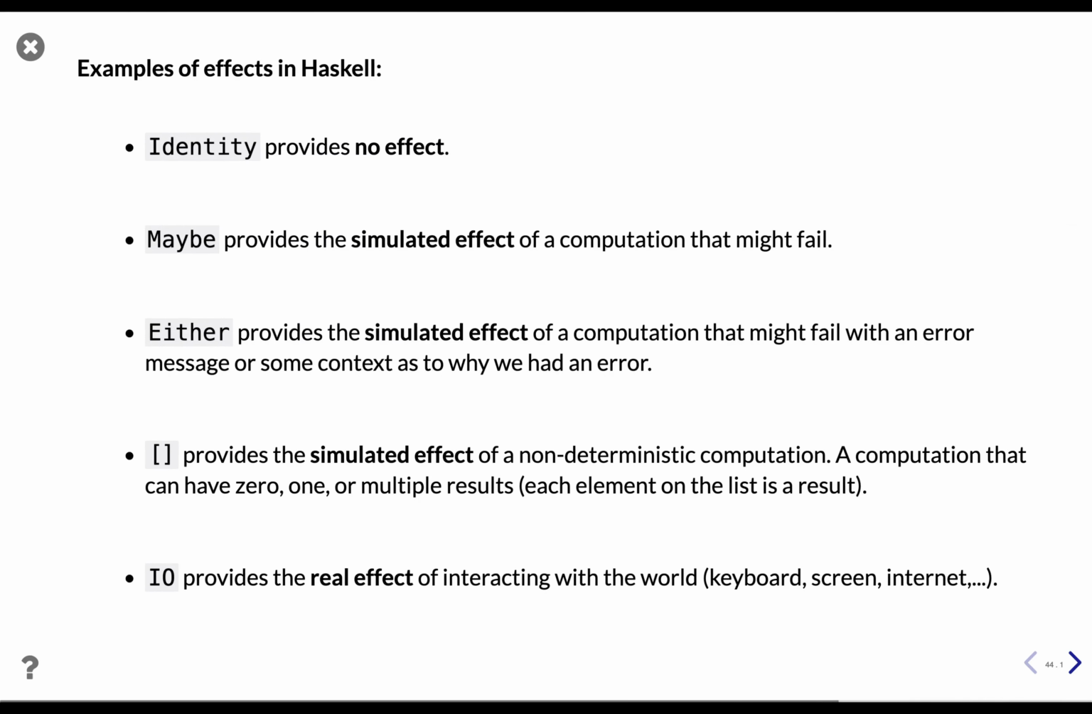We have the identity applicative that provides no effect. We also have the maybe applicative that provides the simulated effect of a computation that might fail. An evolution of that is the either applicative that provides the simulated effect of a computation that might fail with an error message or some context as to why we had an error.